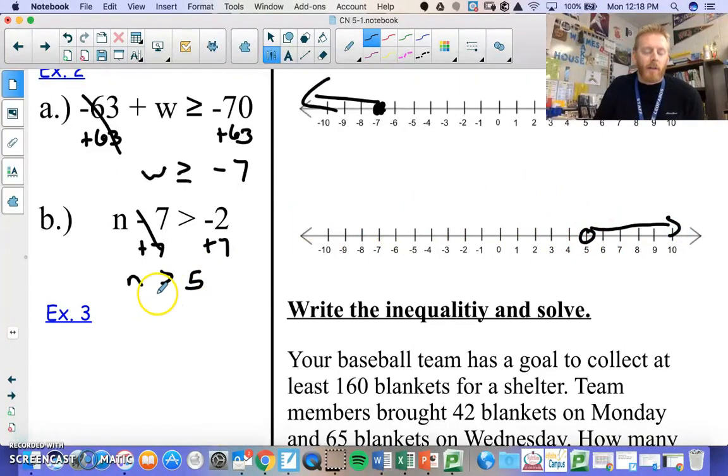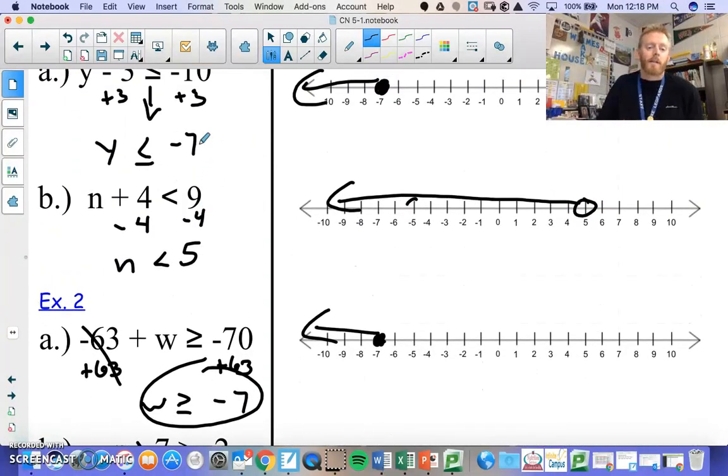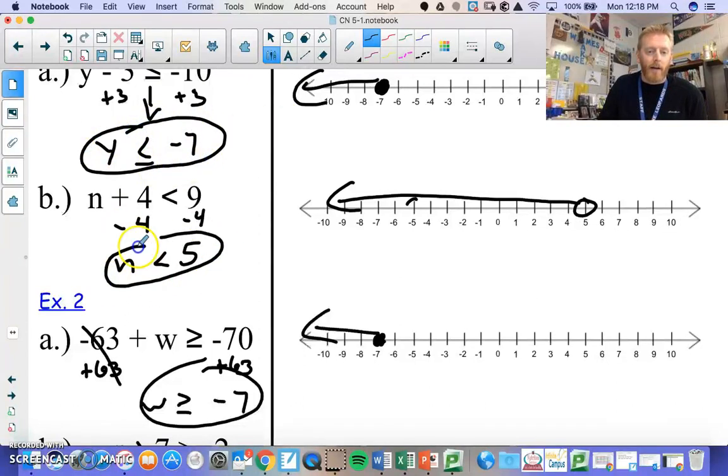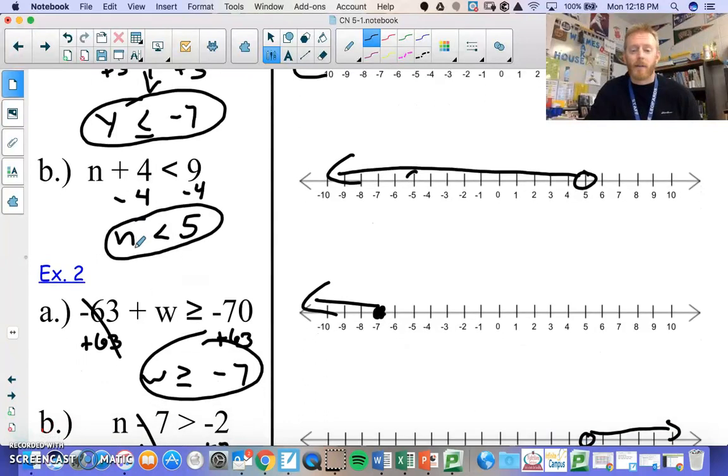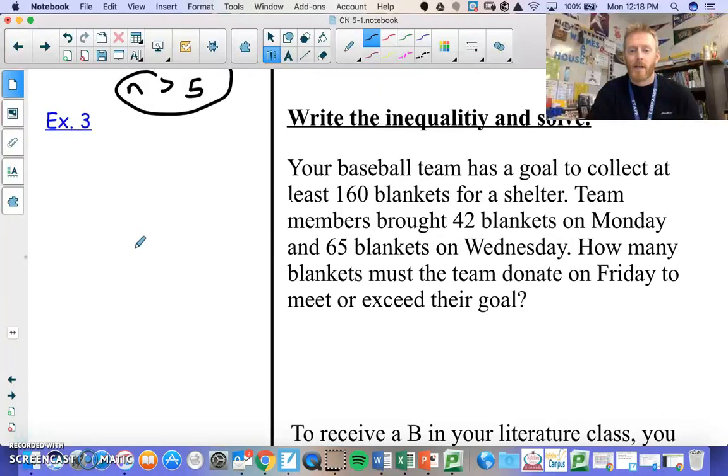Now, if you recall, everything we're looking at is just solving these one-step equations for the most part. But these are inequalities, so they're one-step inequalities. The big idea here is to remember that we have our open and closed circles and then just shading to the right or to the left. All right, so here's one for us. That's a word problem. It's your favorite thing to do.